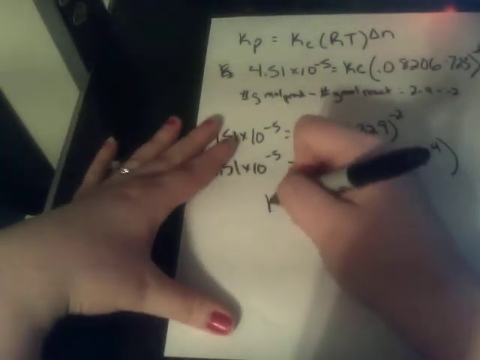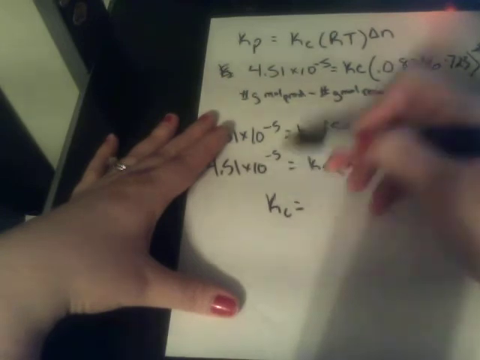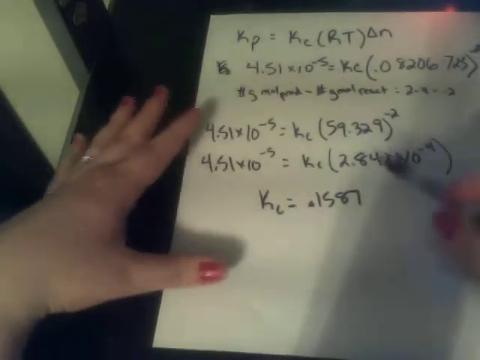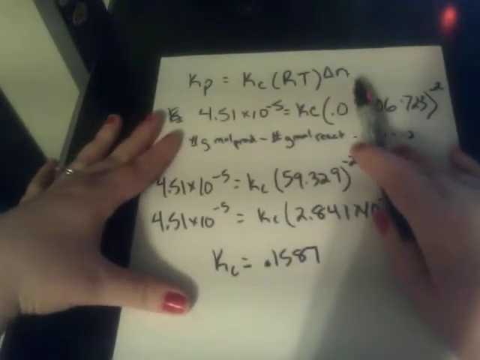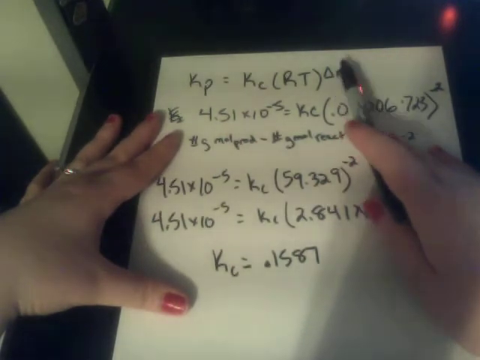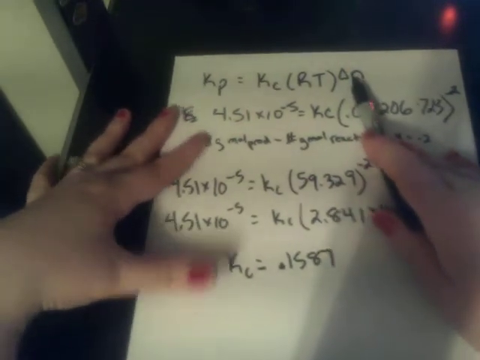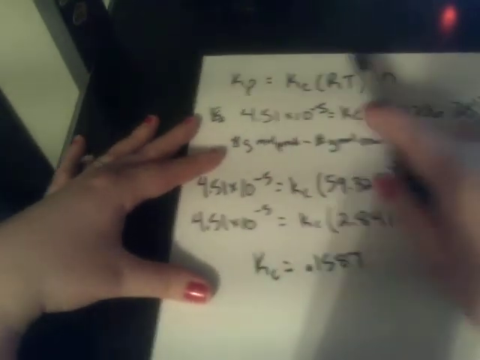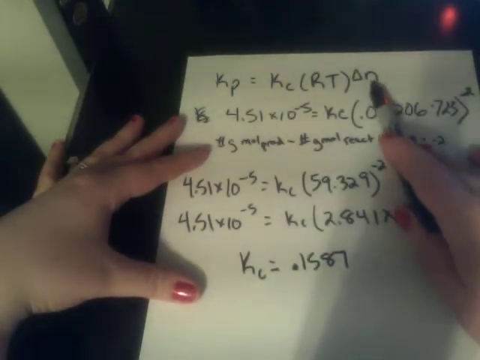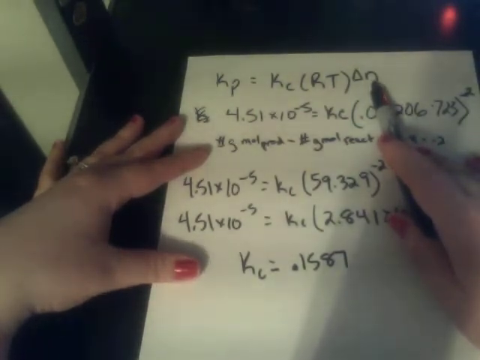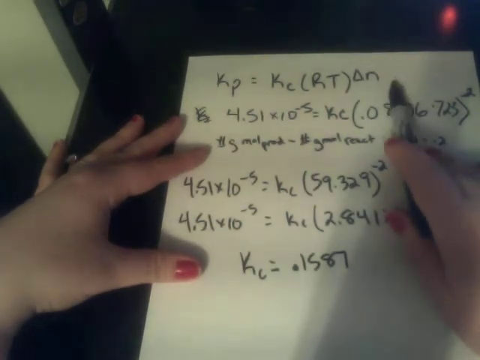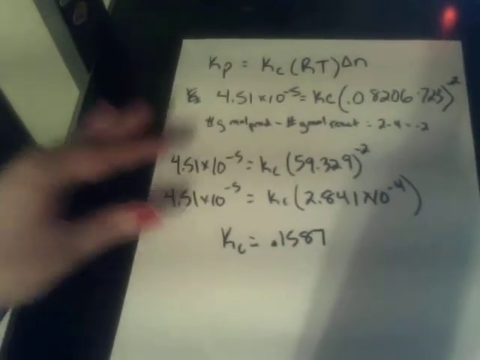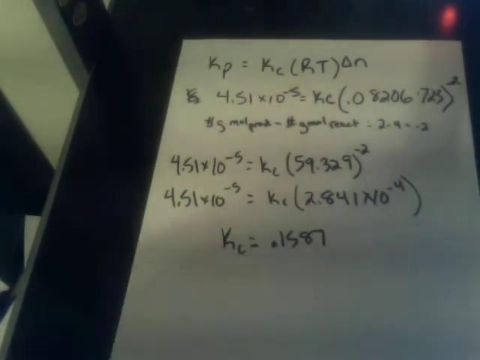I get K sub C equals, and that's a capital K, right? Equals 0.1587. So, if our change in moles of gas was 0, RT to the power of 0 would be 1, so K sub P would equal K sub C. Also, what if we had no gases, right? What if this was just an aqueous equilibrium? This would also be 0. So those are two situations where we have 0 as a change.